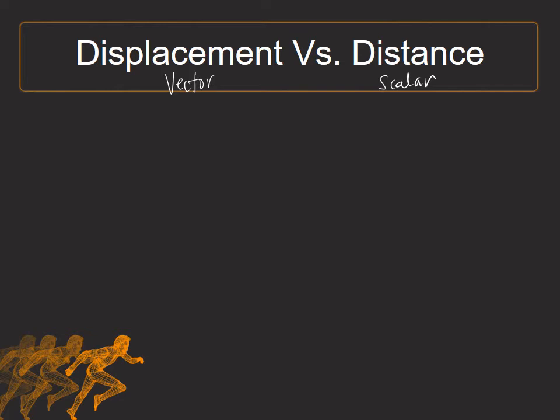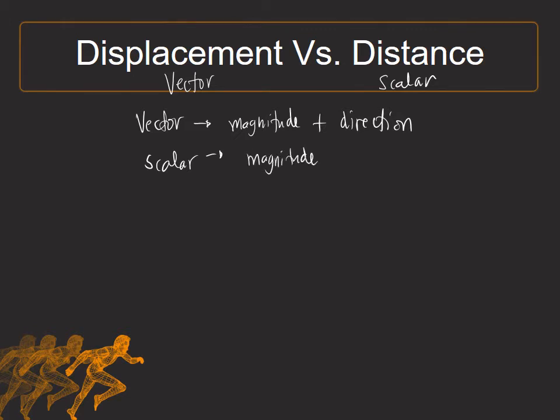And di ba napag-aralan na natin yun sa chapter 1, ang vector quantity po ay anong meron? Meron siyang magnitude and then meron din siyang direction. Whereas, yung scalar quantity, meron lang siyang magnitude. Therefore, kapag tinanong mo, what is the difference between displacement and distance? Basically, displacement has a magnitude and direction, and distance has only magnitude. Displacement is a vector quantity, distance is a scalar quantity. Ganun lang po yung difference nila.